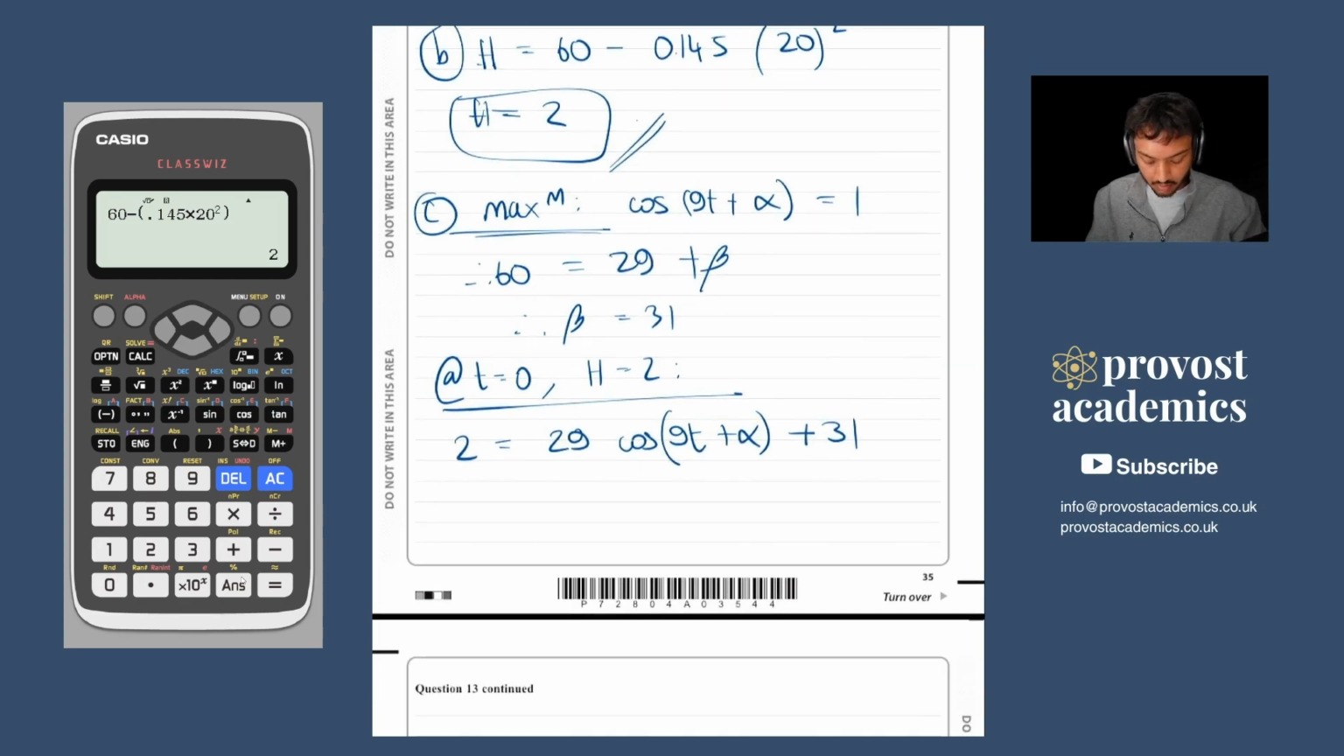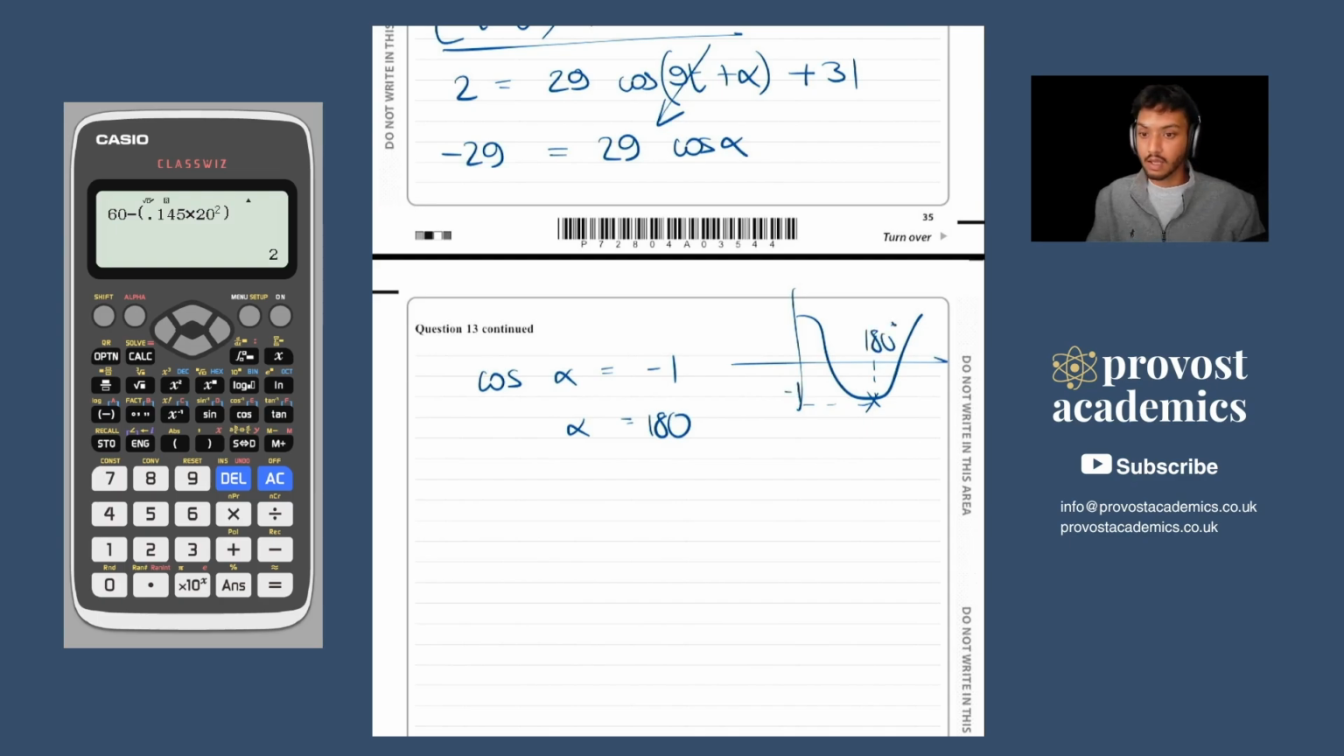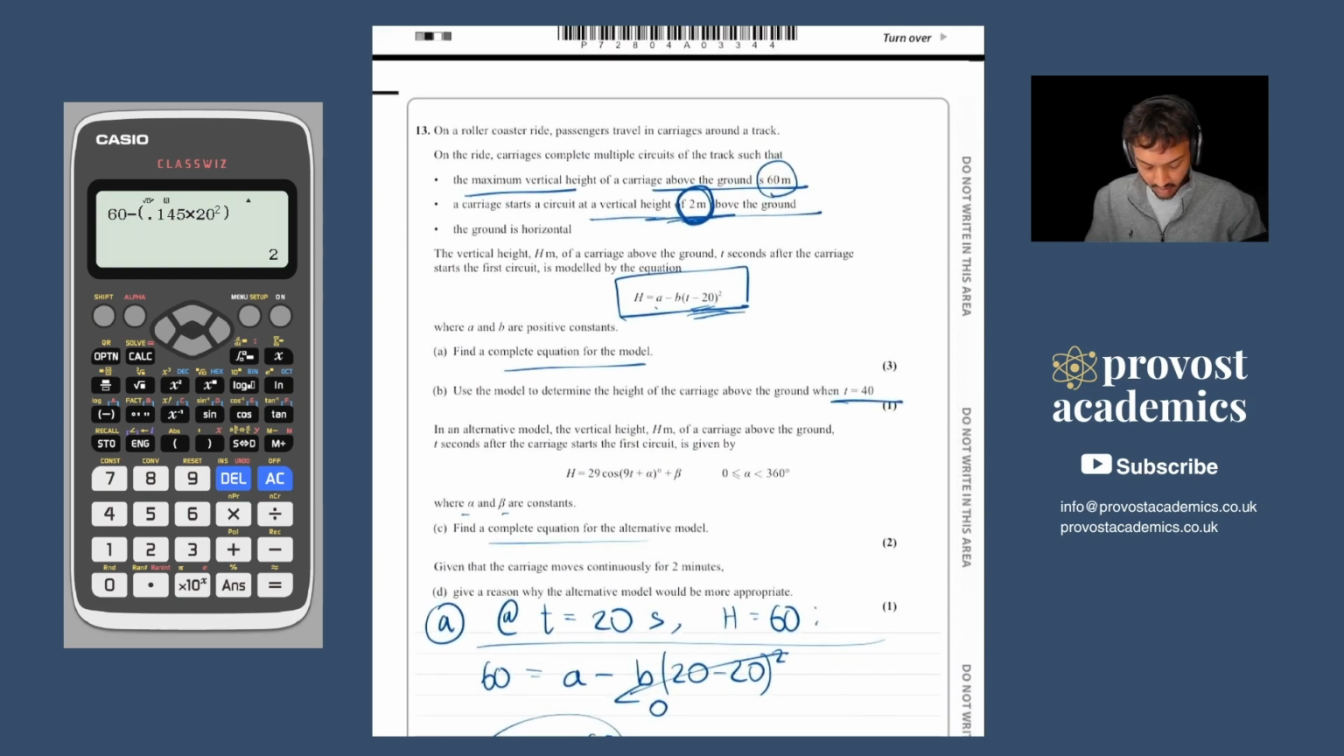Okay, cool. So t is equal to 0, so this goes to 0. So what we end up having is minus 29 is equal to 29 cos of alpha. Therefore cos of alpha must just be minus 1, so alpha must be 180, because if we were to sketch the curve, minus 1 is at 180 for the cos. Cool, so let's keep going. So we found alpha and beta.